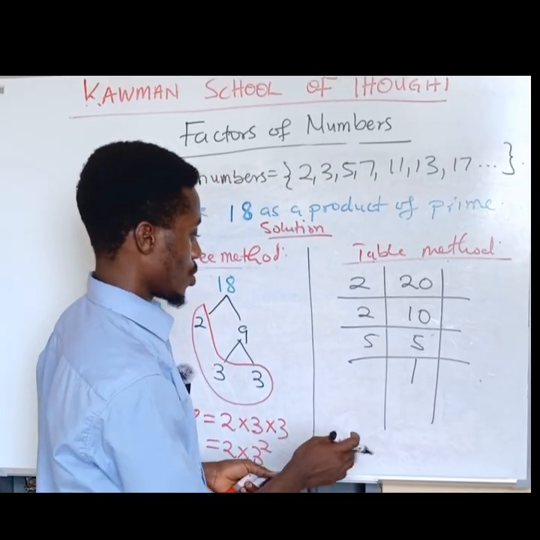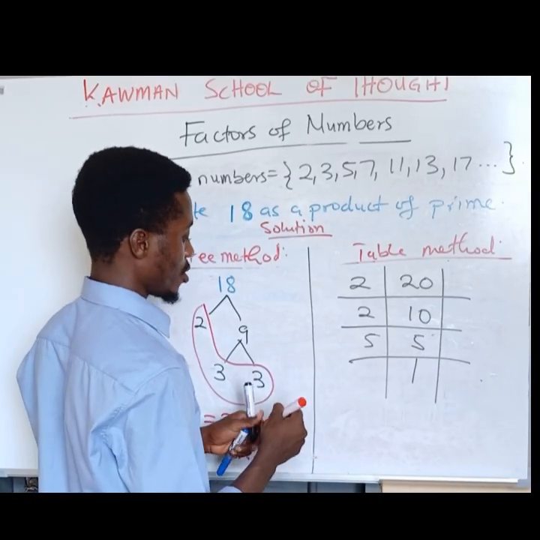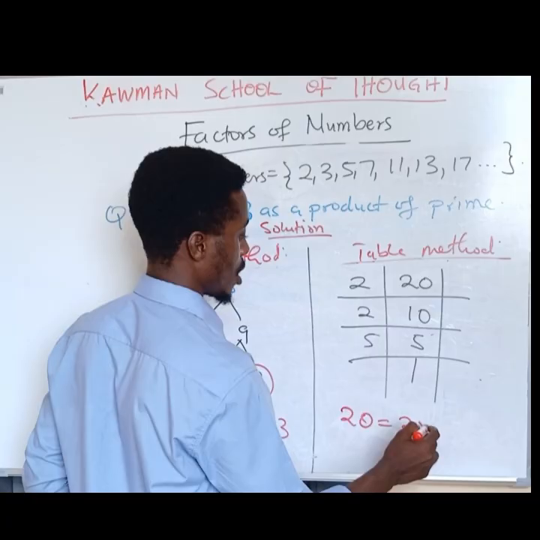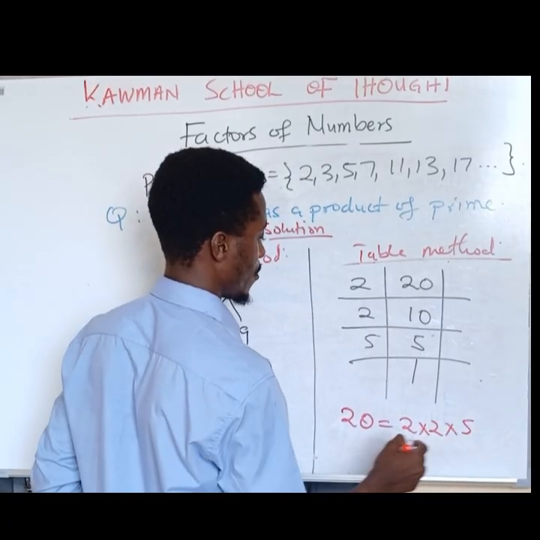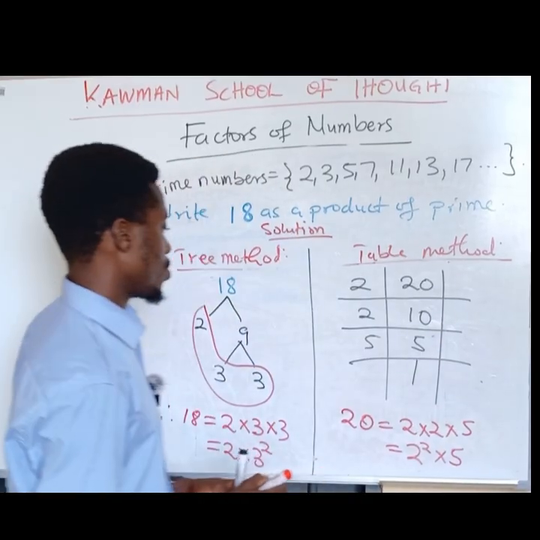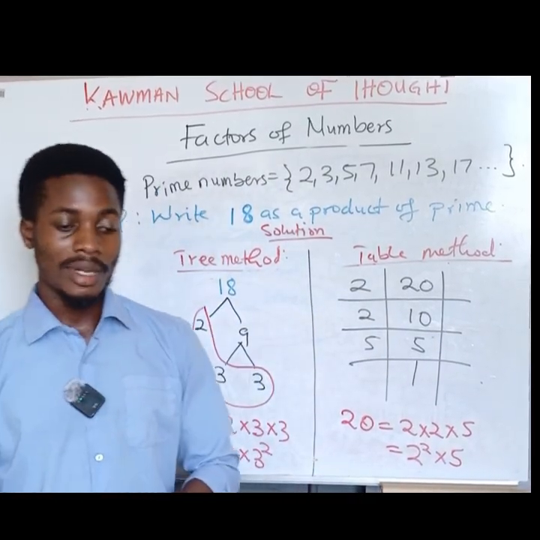All right. So our product of primes for 20 is going to be equal to 2 times 2 times 5, which is equal to 2 raised to the power 2 times 5. So that is how to write any number at all as a product of primes.